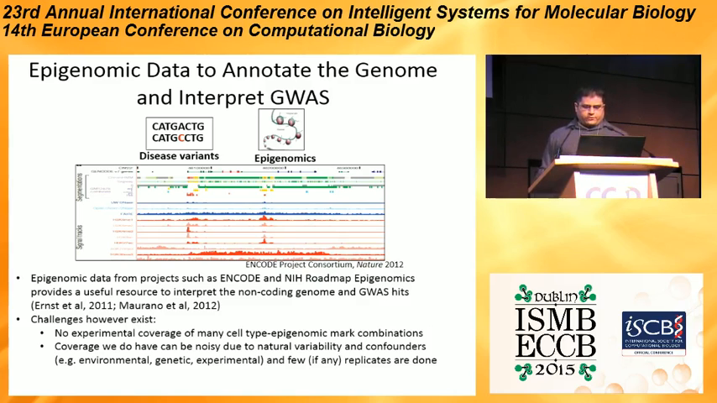However, there are some challenges that we're trying to address here. There's no experimental coverage for many cell types and epigenomic marks that might be relevant. And the coverage that we do have could be noisy due to variability in the environment, genetic, or experimental factors. This is particularly the case as we're moving more into primary cell types, where we have few, if any, replicates. What you see here are examples of epigenomic marks, histone modifications, the signal for those, and sometimes we represent these as chromatin states, which summarize multiple different marks into calls of different types of regulatory elements.